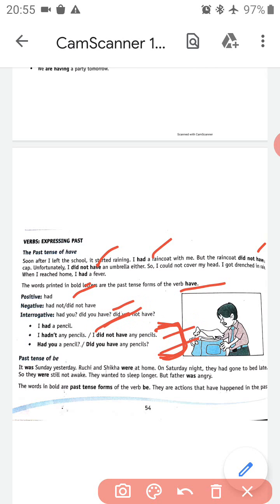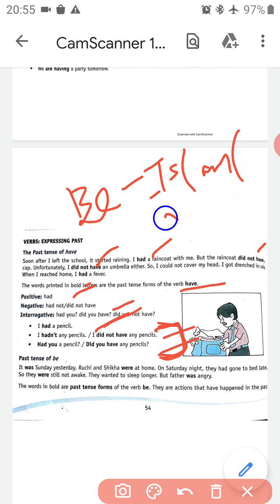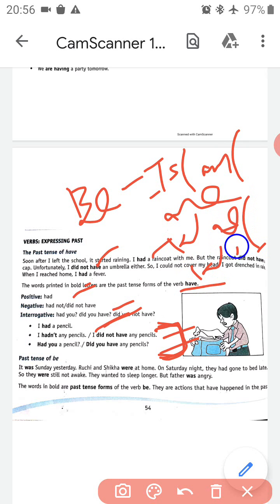Past tense of be. It was Sunday yesterday. So be, there are various forms of be. It can be is, am, are, was, were. From the different forms of be, it can be is, am, are. In past it will be was or were. Okay.